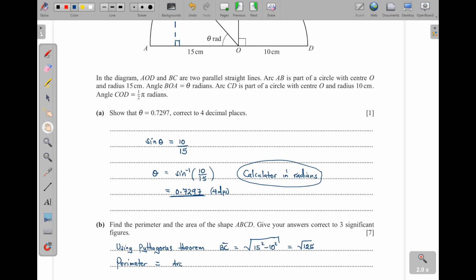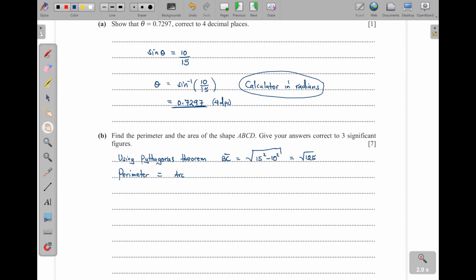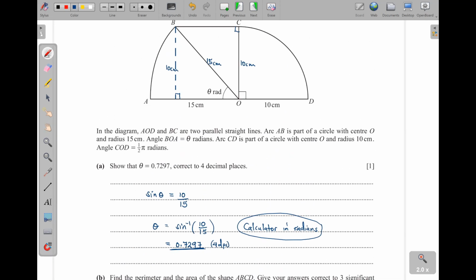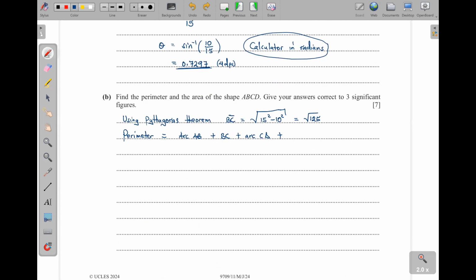Which arcs do we see? We have AB and then CD. Okay, arc AB, then plus we have BC, which we have gotten here, then plus the arc CD, then plus these two lengths here. I can just say AD, which is 25, right?